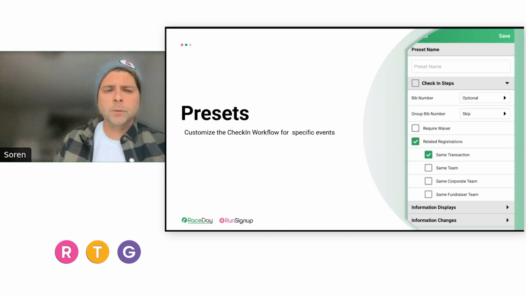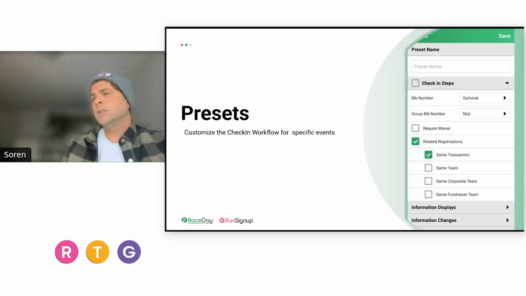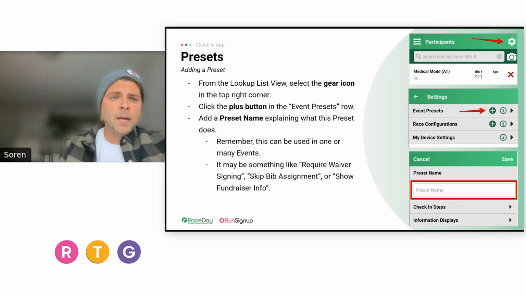And remember that the presets are how we're going to customize the check-in workflow for specific events, for the 5K, for the 10K, for the relay. So from the lookup view list, again, go to the gear icon in the upper right-hand corner, click the plus button in the event presets row and add a preset name. It's best to explain what the preset does, both for your own reference and just for future usability.